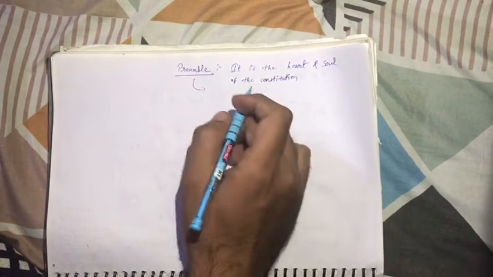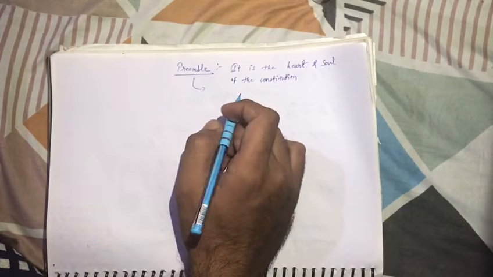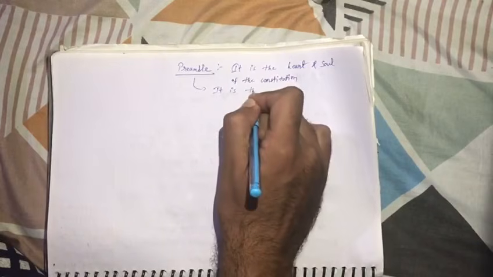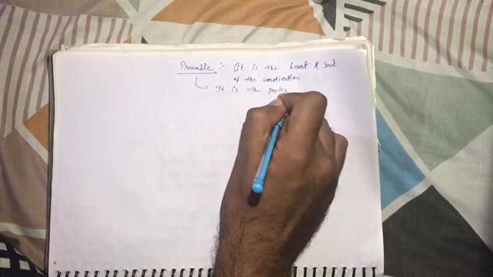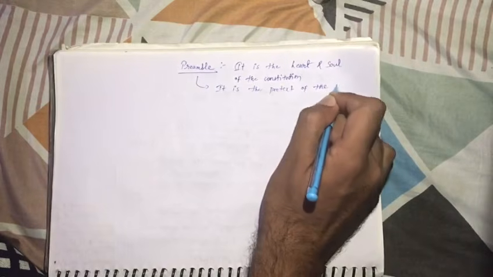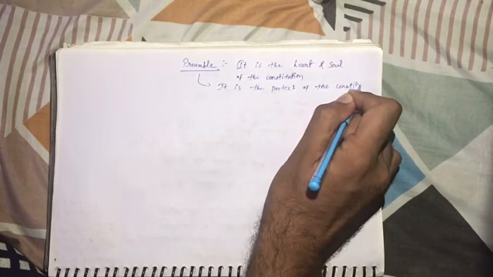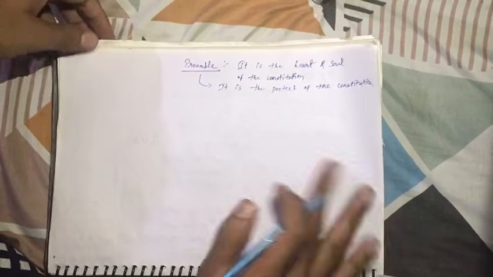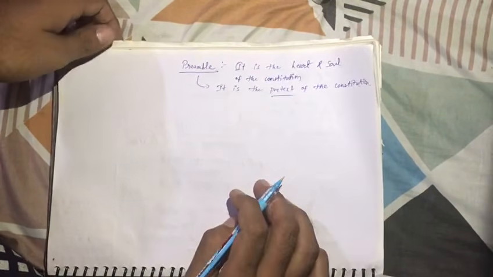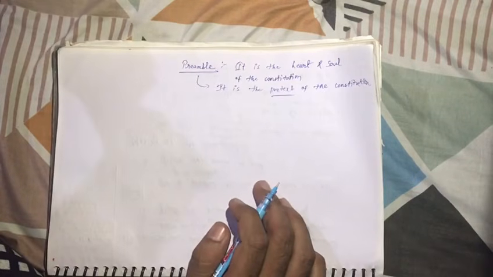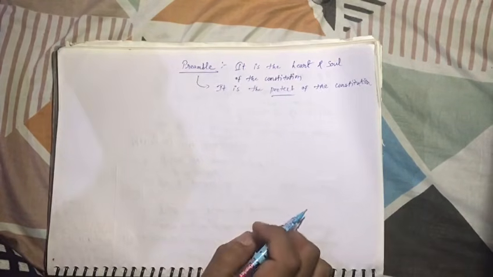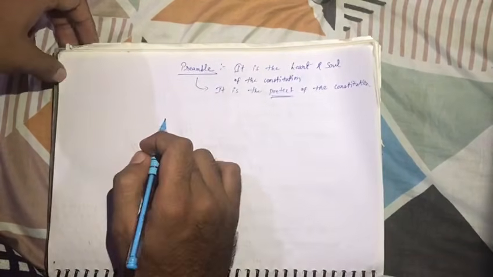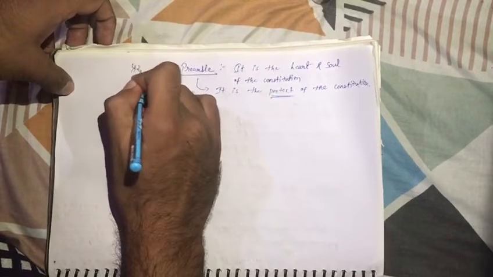So one more definition I have remembered: it is the pretext of the constitution. Whenever you open any book, the first page is your pretext page. In it your chapters are mentioned, the chapter names and chapter numbers are mentioned. So that is the pretext. The preamble is like this. In Hindi we say प्रस्तावना.